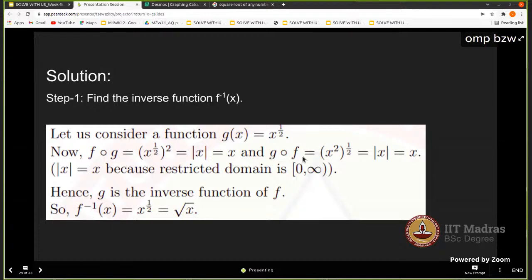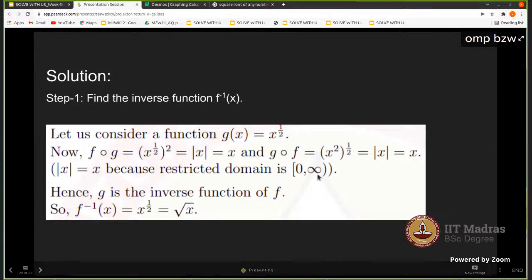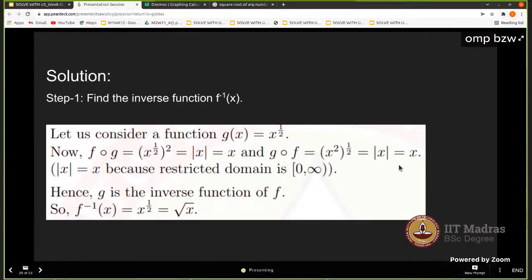But whereas in g circle f, we are actually computing the square of one number and the root over it. So when I say root over it, definitely that is a positive value. Therefore we get mod x. So this particular mod x will be equal to x because we are considering only the domain from 0 to infinity. In 0 to infinity, mod x will be equal to x. So now I got f circle g as x and g circle f is also x. So I can say f and g are inverses of each other. Therefore I can say g is the inverse function of f. Therefore f inverse of x is x power half, which is root x.